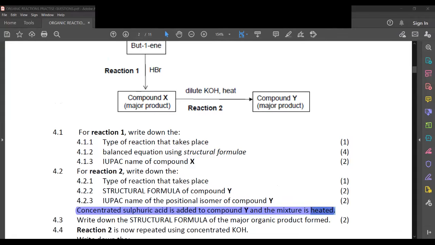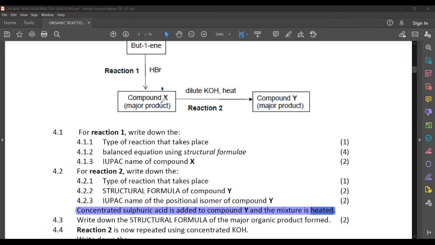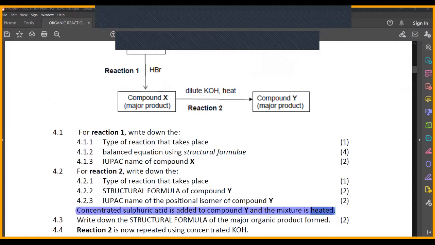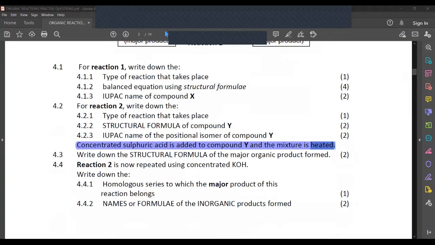So let's get it clear. Whenever you react compound X, which is a haloalkane, by the way, and you react it with concentrated potassium hydroxide, it's going to give you an alkene. That's the major product. So the alkene is the homologous series. The major product is an alkene. So for question 4.4.1 it is just alkene.